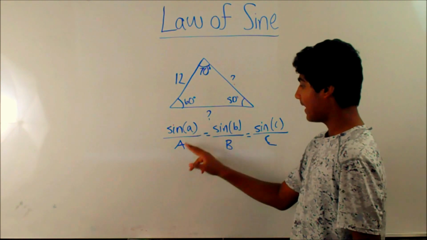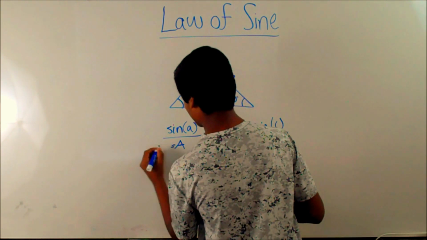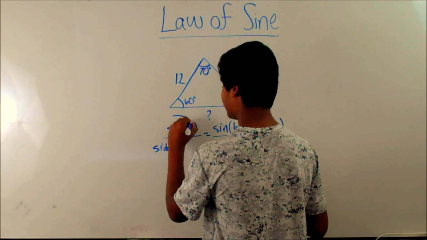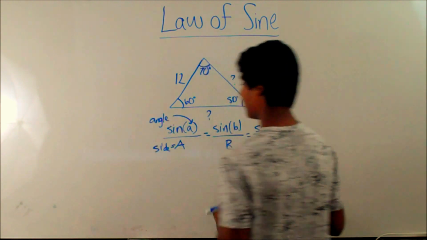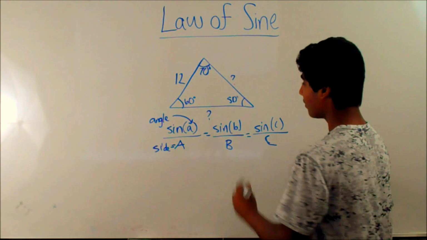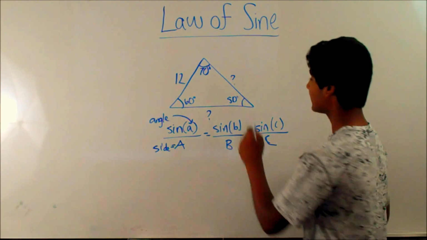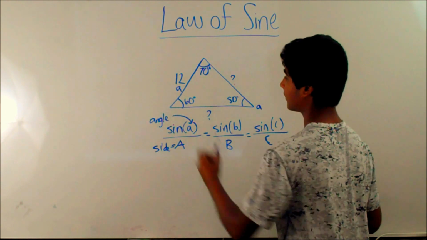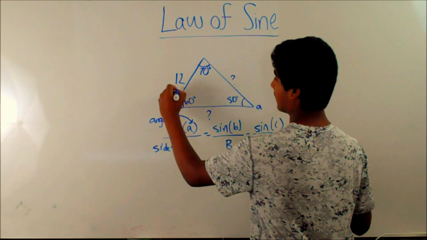Now, what is A and A? What are those? This is side, and then this is angle. So that goes with everything. So the side always corresponds with the angle. So let's say this is angle A. This will be side A, or it'll be uppercase A.